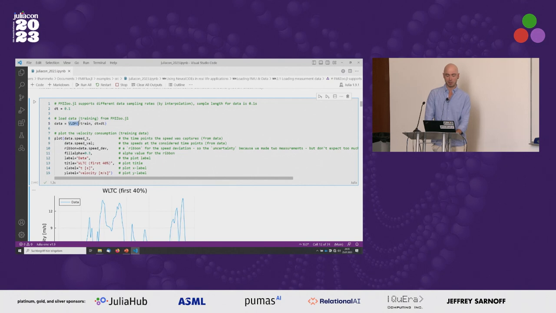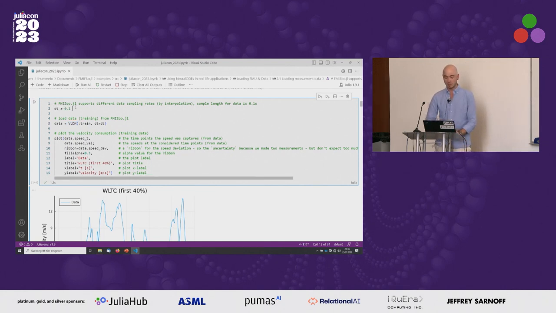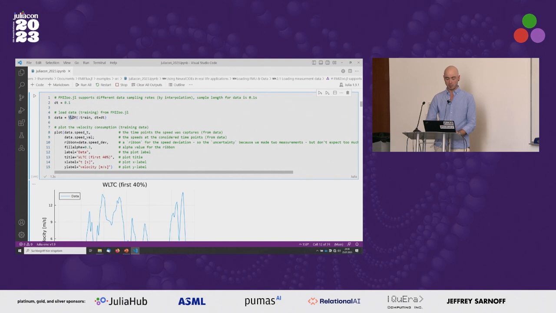The command VLDM just loads VLDM data. That's a model exchange, yeah. This is only the sampling frequency for the data. It's not a fixed time step for the ODE solver or similar. So this is really just the sampling frequency of the data we are using. So we call VLDM with the symbol train and the sampling frequency we want for our data.